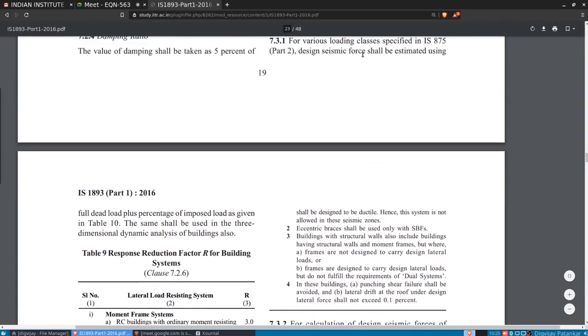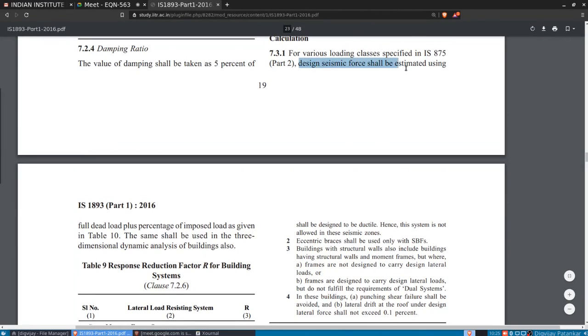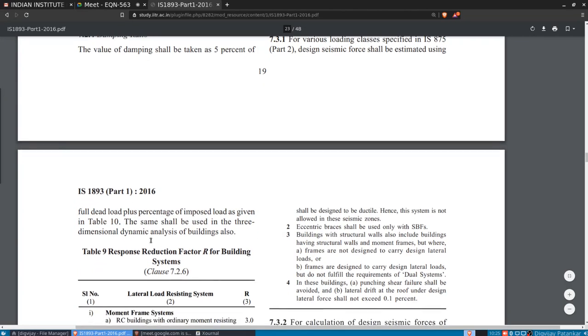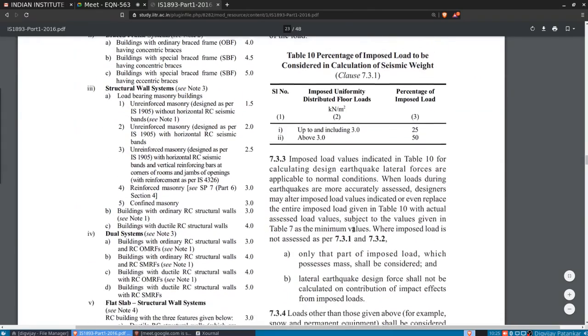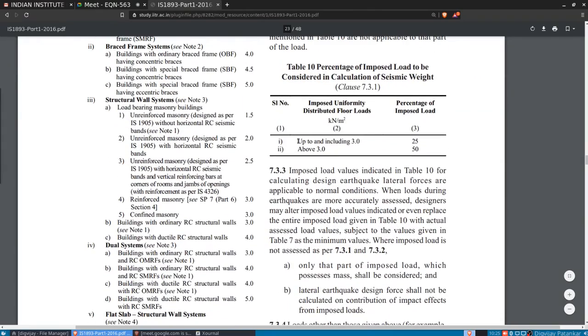Here, the design seismic force shall be estimated using full dead load, that is dead load, plus percentage of imposed load as given in table 10. So table 10, let us go to table 10 now. Here, imposed load, uniformly distributed floor loads in kilonewton per meter square.